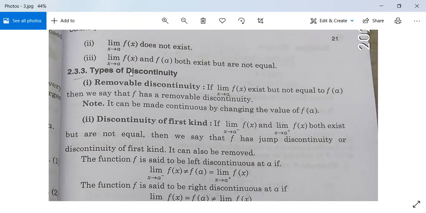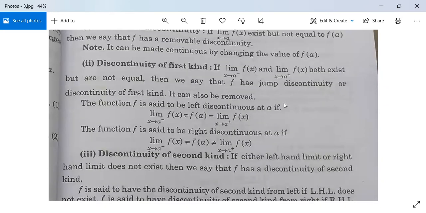अब देखते हैं हम लोग types of discontinuity. First is your removable discontinuity. If limit f(x) x tending to a exists but not equal to f(a), then we say that f has a removable discontinuity. ठीक, यहाँ पर f(a) की वैल्यू अगर चेंज कर दें तो डिसकंटिन्यूटी को हटा सकते हैं. It can be made continuous by changing the value of f.